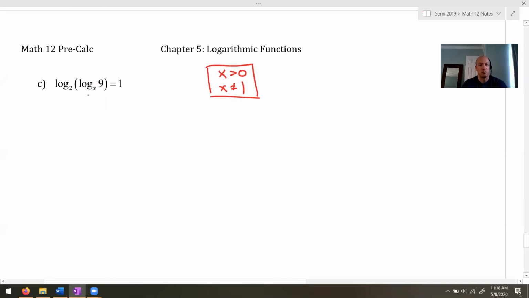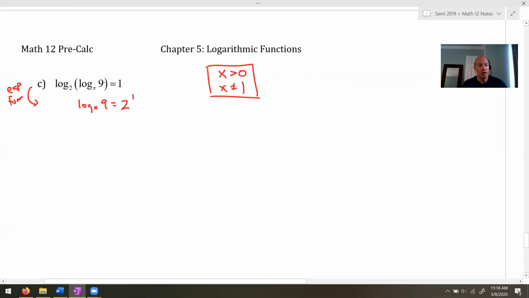Remember, the base cannot be equal to 1. Okay, so now how do I get that x out of there? There's a few ways you can do this, but the way that I would prefer is I'm going to look at log base 2 of stuff equals 1, and I'm going to use exponential form to get rid of that first outer log. So I can say that log base x of 9 is equal to 2 to the power of 1. So the base is 2, and the exponent is 1.